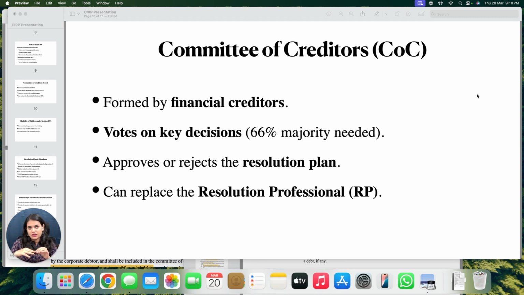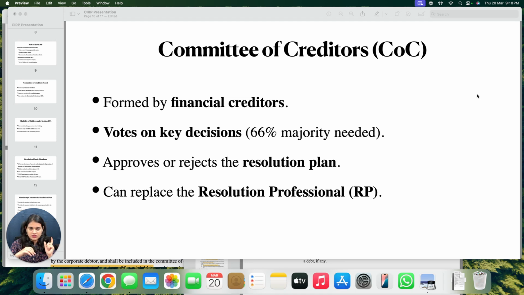Okay. And now that we have understood the voting share, we will proceed. In case a corporate debtor does not have any financial creditors, then a committee of creditors may be constituted with operational creditors.